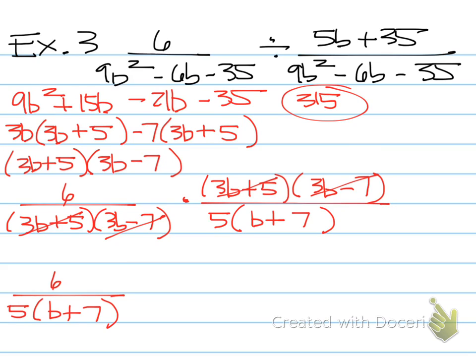And in the original problem, we had 3b plus 5, 3b minus 7 in the denominators. And in our answer, we've got b plus 7 in the denominator. So b cannot equal -7. That's the factor in our answer. And then when we take the 3b plus 5 and set it equal to 0, we get b cannot equal negative 5 over 3. We set the 3b minus 7 equal to 0. We get the last excluded value, which is 7 over 3.